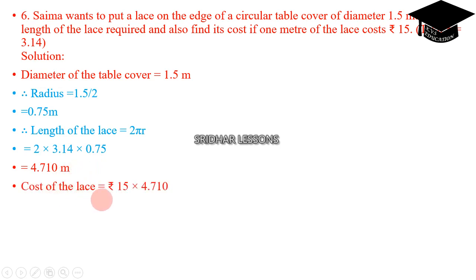So the cost of the lace is equal to 15 rupees into 4.710, because here it was given the cost of lace for 1 meter is 15 rupees. So for 1 meter it is 15 rupees. For 4.710 it is 4.710 into 15 rupees, which is equal to 70.65 rupees.